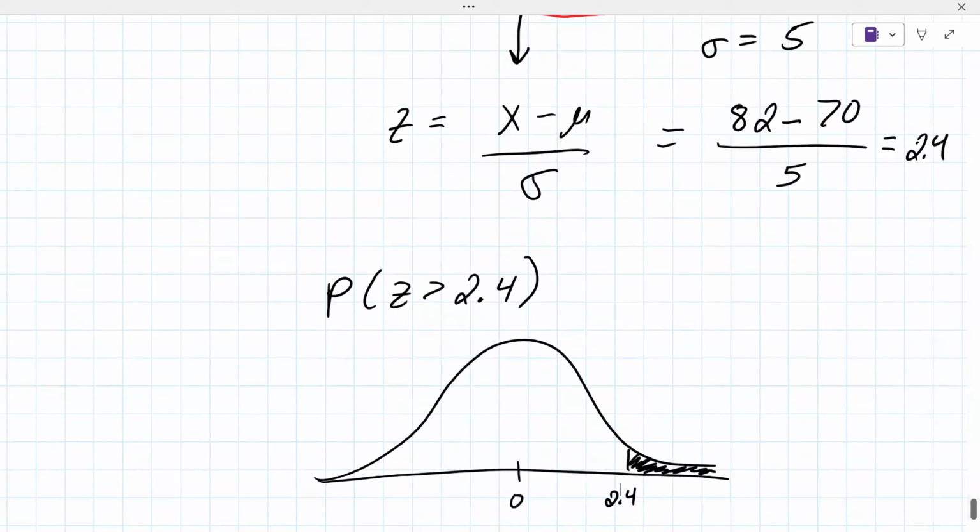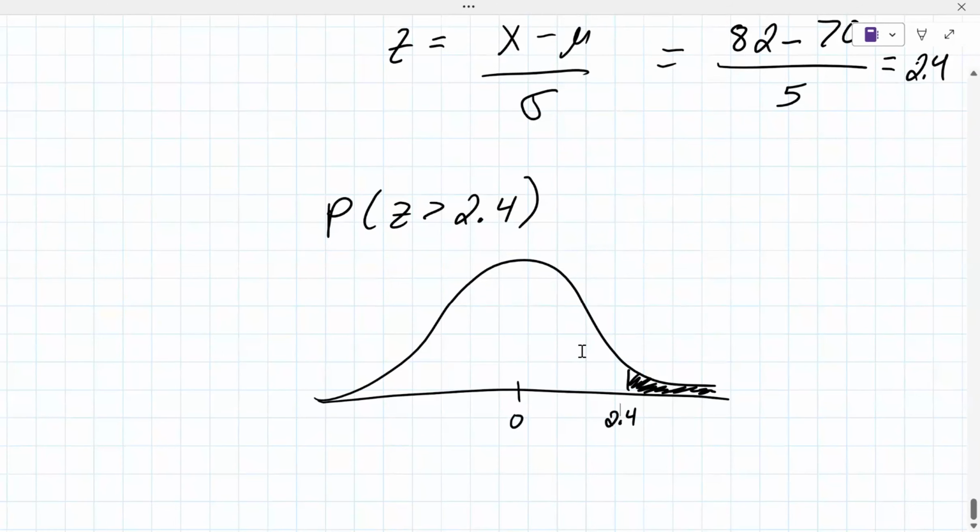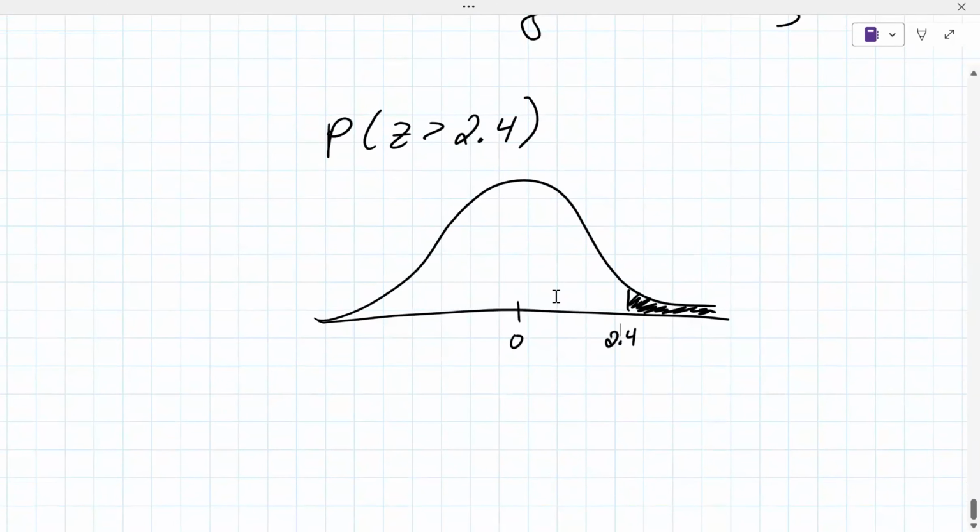Does the table give to the right? No. It only gives to the left. And that is 0.9918. So we need 1 minus 0.9918, which is 0.0082.